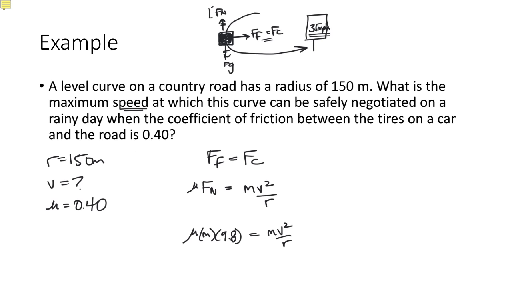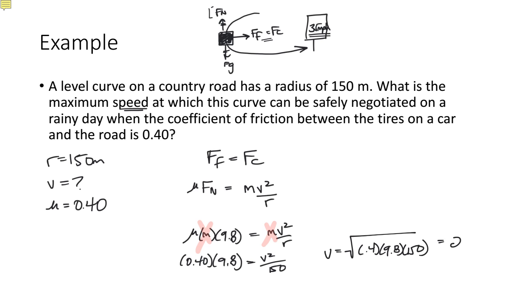At this point, you might realize that there's a mass on both sides, so you can cancel out the mass, fill in the variables we know, and solve for our velocity, which is 24.25 meters per second. So that's the velocity that would be placed on the road sign up here, telling you, hey, the maximum speed at which you can go around this curve is 35 miles per hour. Otherwise, you won't have enough friction to stay on the road and your car will slide into a ditch.